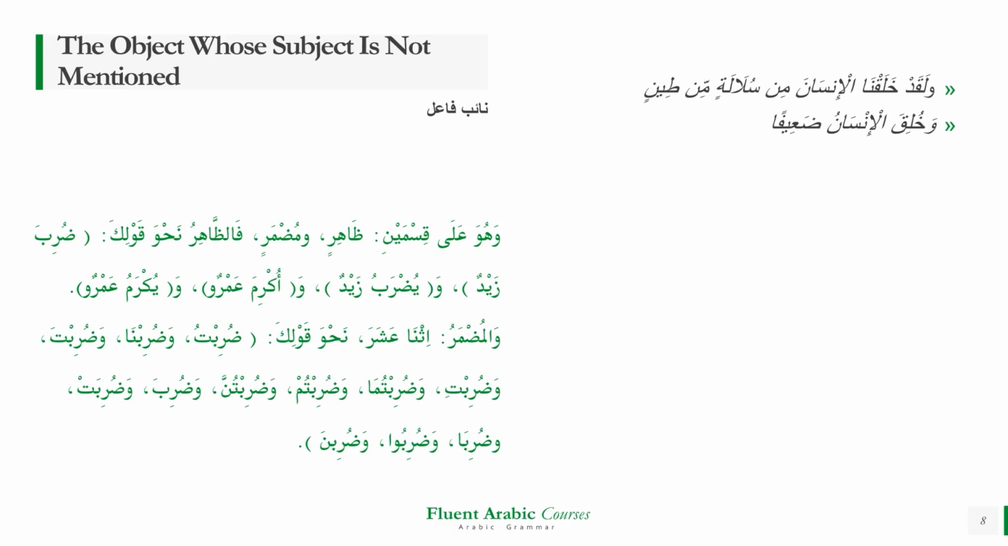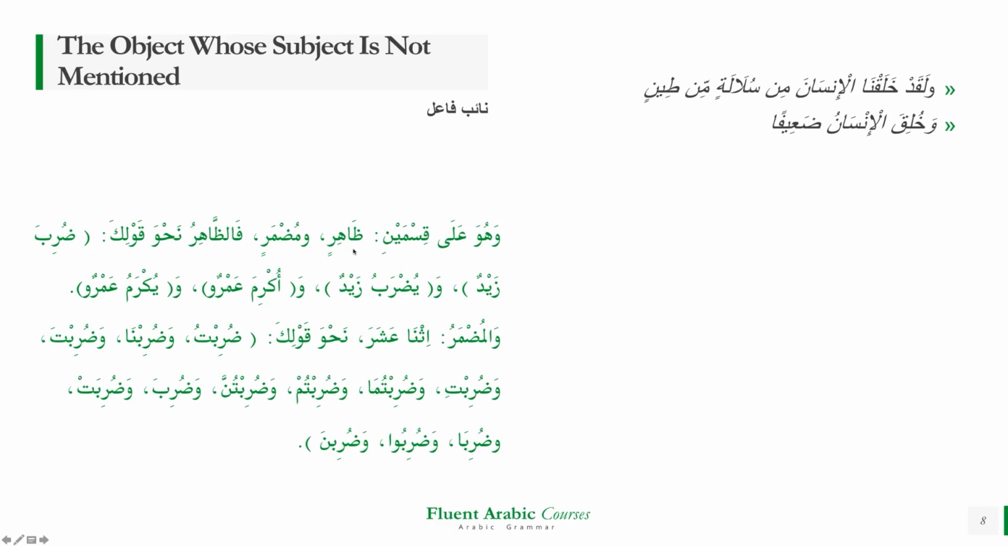The examples of the explicit na'ib fa'il are as follows. Duriba Zaydun, wa yudrabu Zaydun, ukrima Amrun. In all these examples, the na'ib fa'il is clearly mentioned. It is Zayd, it is Zayd again, here it is Amr, yukramu Amrun, Amr again. So if the na'ib fa'il is clearly mentioned, then it is dhahir.